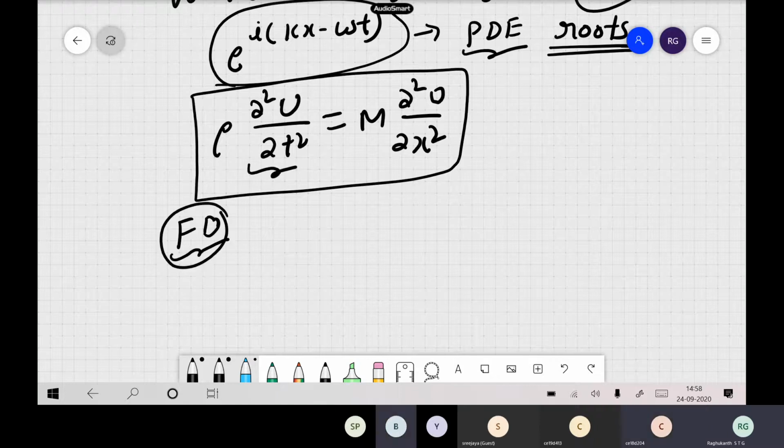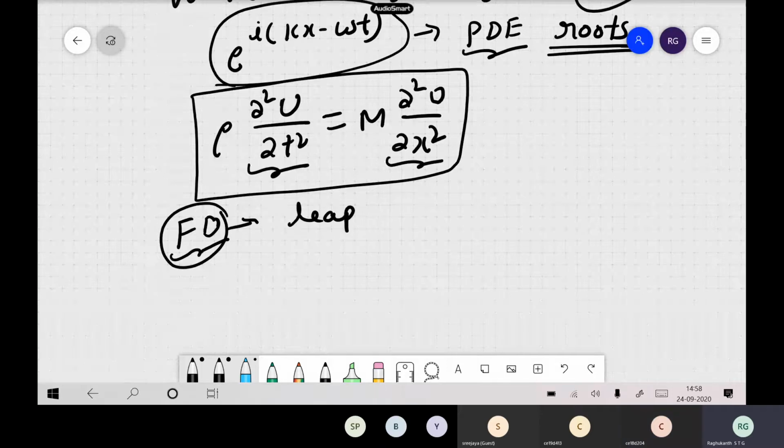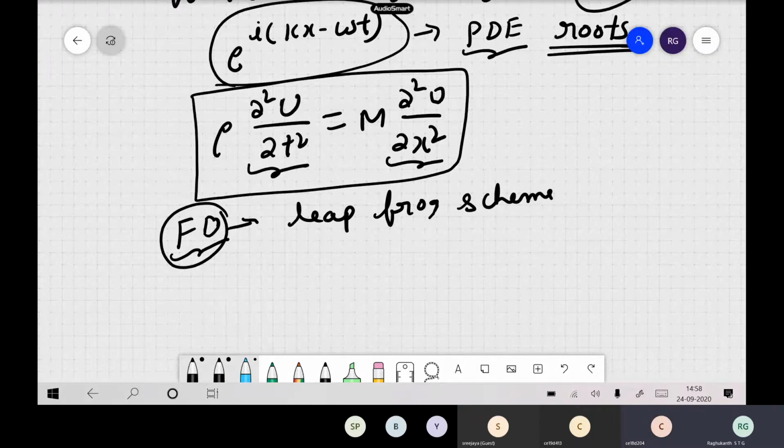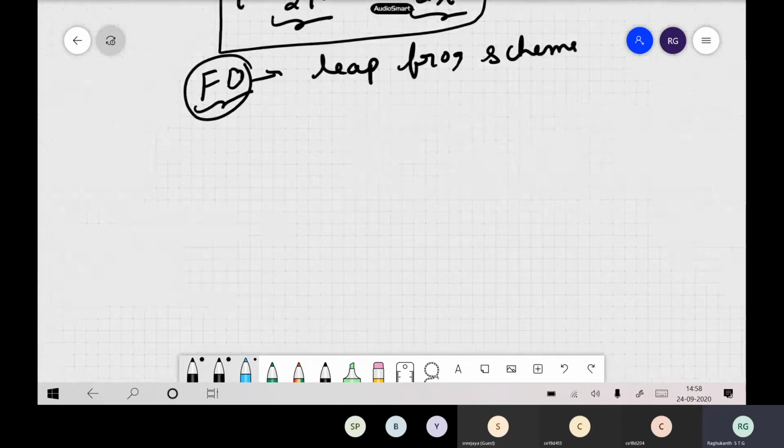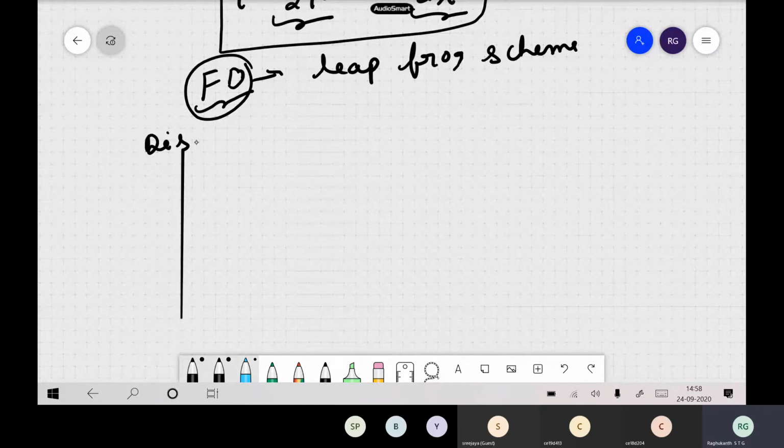We used the leapfrog scheme with respect to time. What is the leapfrog scheme? Central difference in time and central difference in space, so we call it the central leapfrog scheme. We did this, and finally we were interested not in the solution but in finding out the stability. Both of them are linked here.